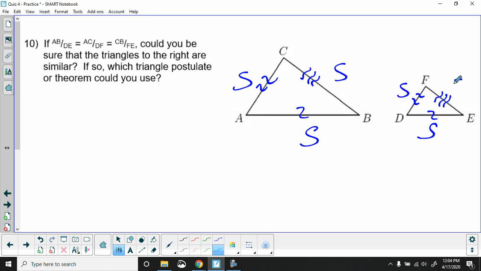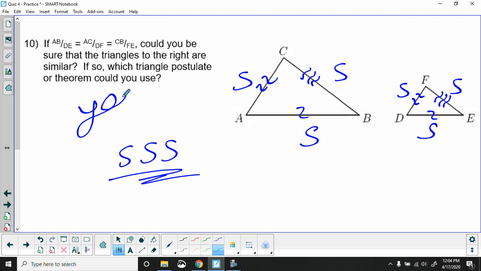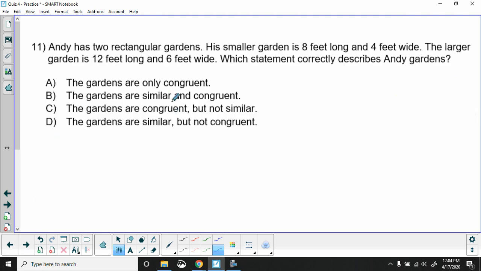And he has 2 rectangular gardens. His smaller garden is 8 feet long and 4 feet wide. The larger garden is 12 feet long and 6 feet wide. Which statement correctly describes Angie's gardens?